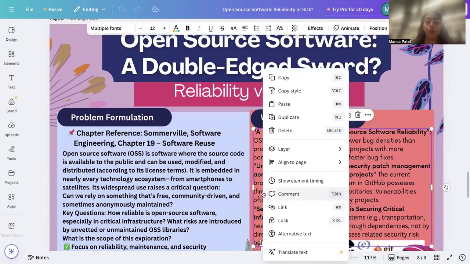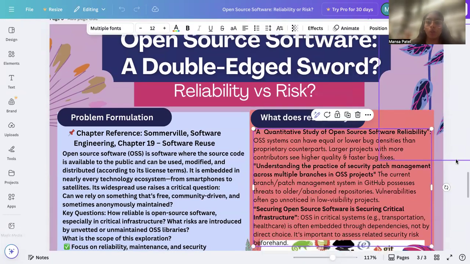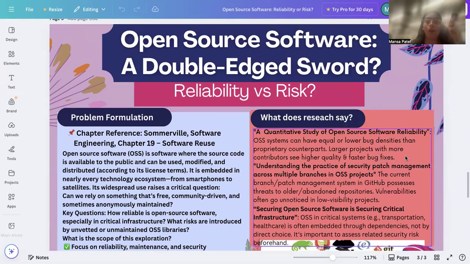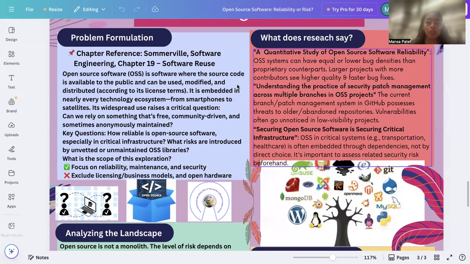First of all, I decided to choose open source software for my research project. I wanted to explore the reliability versus risk factor related to it. So this is concerned with chapter 19 of the textbook, which is software reuse.